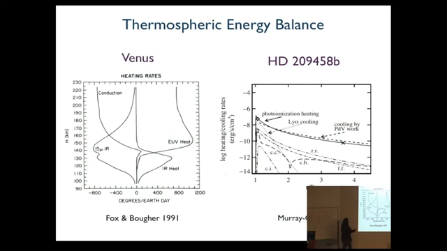So here's a plot for Venus. Here's degrees per Earth day on the x-axis, and this is a scale height on the y-axis. On the right is the heating processes, and on the left is cooling. So here you can see that in the bottom part of the atmosphere you have infrared heating. Once you get high enough, you have EUV heating. This is the part of the atmosphere we're talking about, the thermosphere.